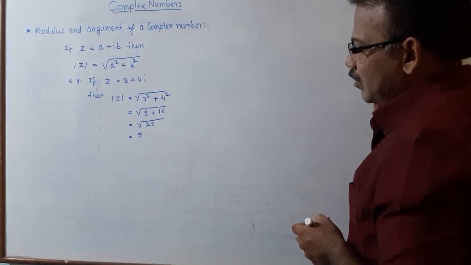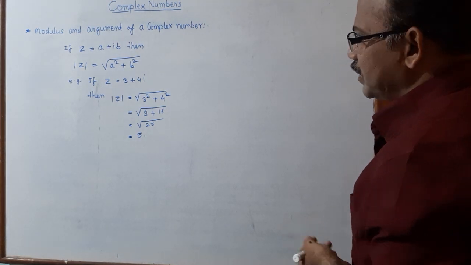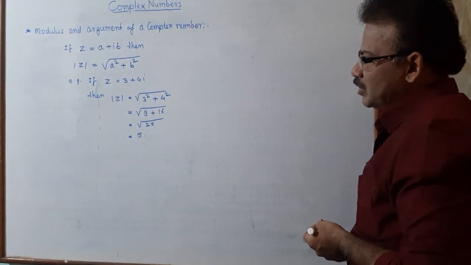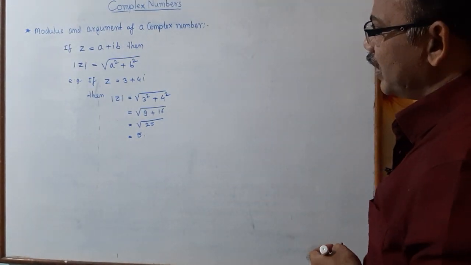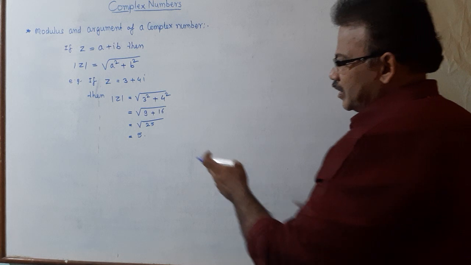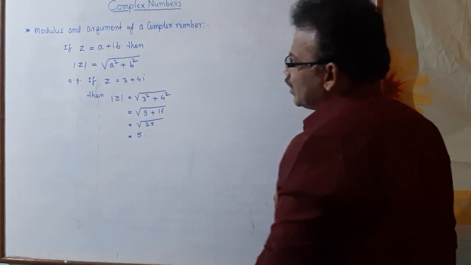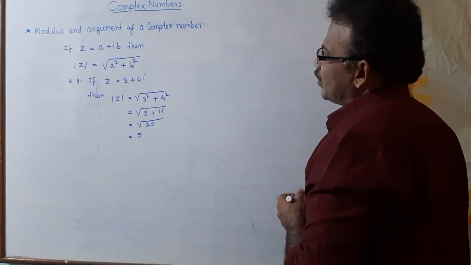Note that here I have taken the positive value, that is plus 5. Modulus always gives a positive value. Modulus is nothing but the distance from the origin, so it is always positive. We take a positive value. So this is the definition for the modulus of a complex number.